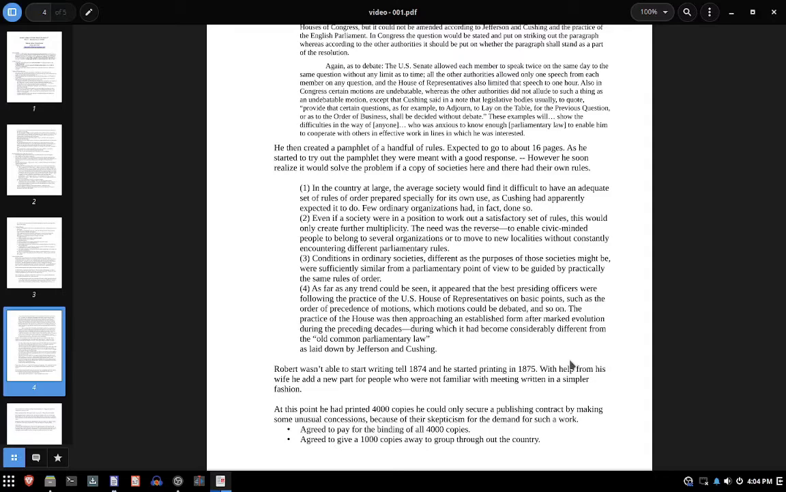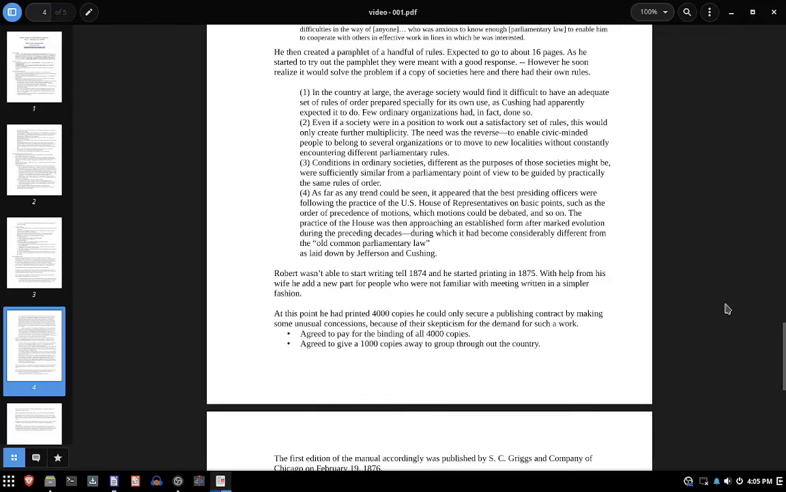3. Conditions in ordinary societies, different as the purpose of those societies might be, were sufficiently similar from a parliamentary point of view to be guided by practically the same rules. 4. As far as any trend could be seen, it appeared that the best presiding officers were following the practice of the U.S. House of Representatives on basic points, such as the order of precedence of motions, which motions could be debated, and so on. The practice of the House was then approaching an established form after marked evolution during the preceding decades, during which it became considerably different from the old common parliamentary law as laid down by Jefferson and Cushing.